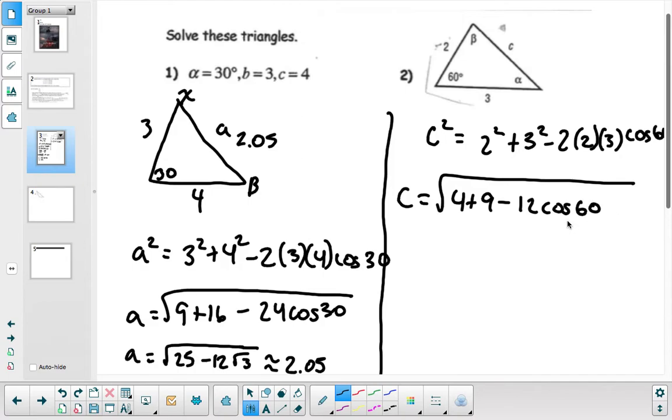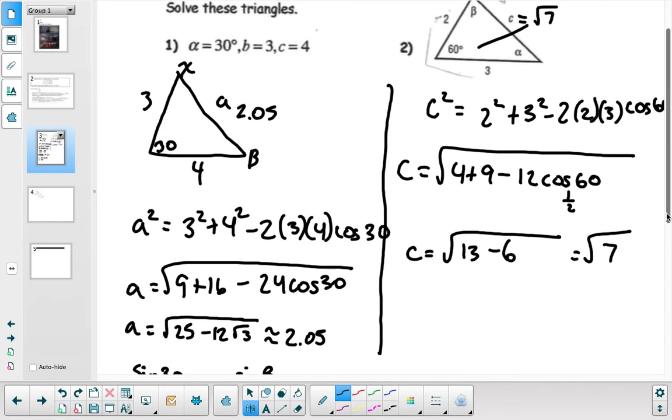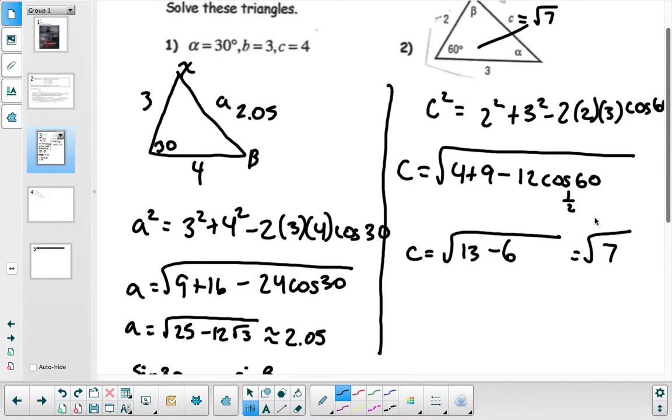Cosine 60 is 1/2. So we have that c is 13 minus 6, or root 7. Put that there. And now we have a pair of side and angles. We can use law of sines to get either alpha or beta. You pick. I solved for alpha the first time, so I'm going to do that again.